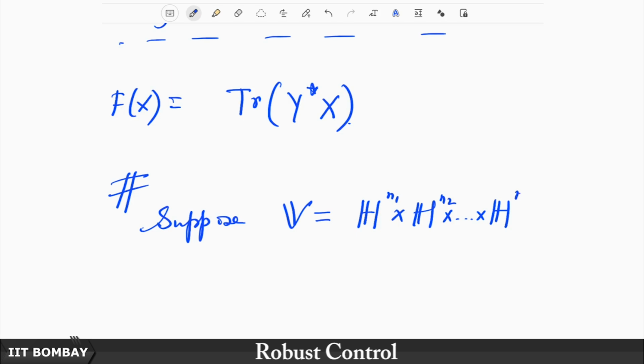So, let us say we have k such spaces of Hermitian matrices of different sizes, n1 cross n1, n2 cross n2, so on till nk cross nk, and the Cartesian product is taken with, maybe, r to the r, right. So, basically an r tuple. Suppose this is our vector space.